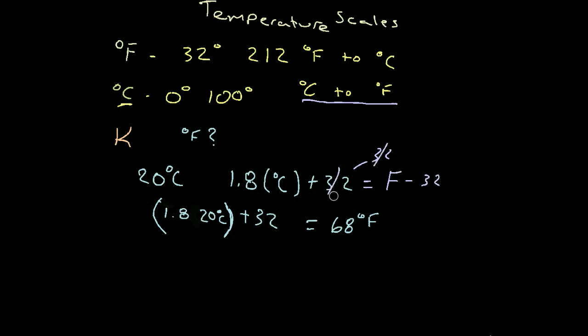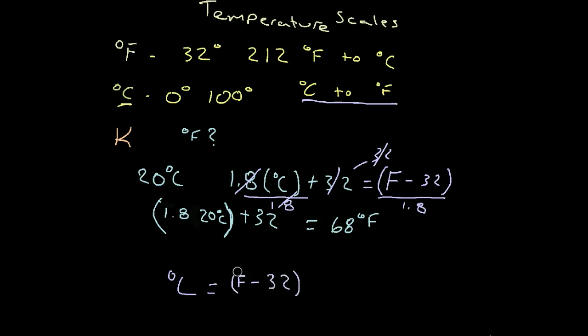These cancel out. Go ahead and put parentheses around that. Then we have 1.8 times degrees Celsius, so we're going to divide both sides by the 1.8. The 1.8 is going to cancel out, and we're going to be left with degrees Celsius equals degrees Fahrenheit minus 32, divided by 1.8.